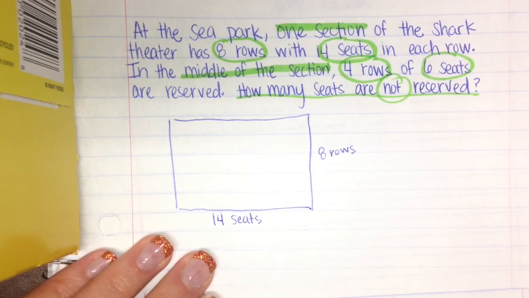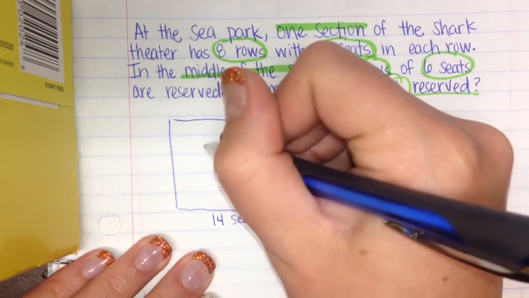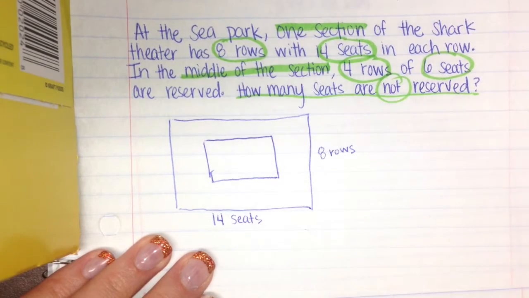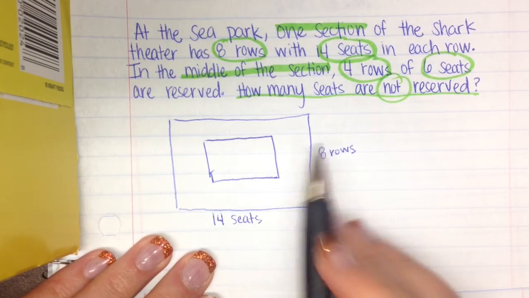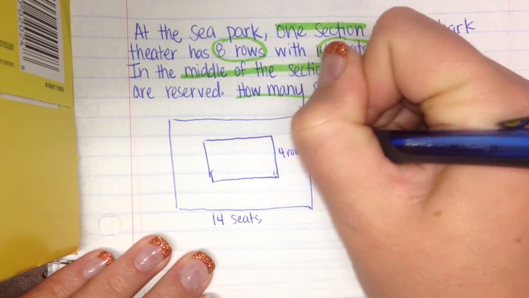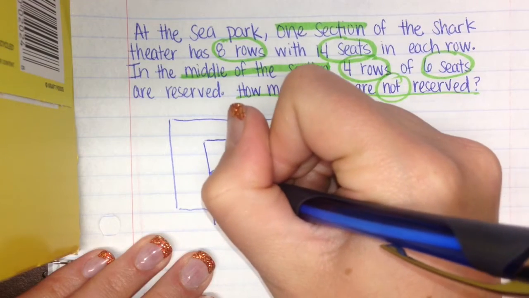Alrighty, now let's find the reserved section. It says in the middle of the section. So it's going to be right in here. This is the reserved section, and there are only 4 rows that are reserved. And there are 6 seats in each of those rows that are reserved. Not very many.